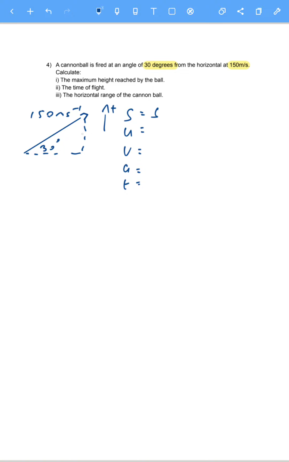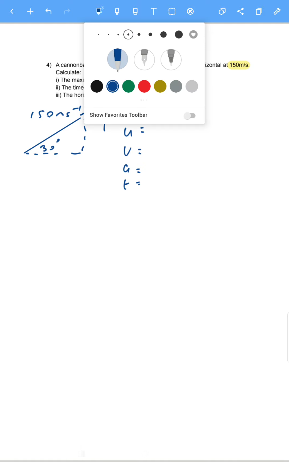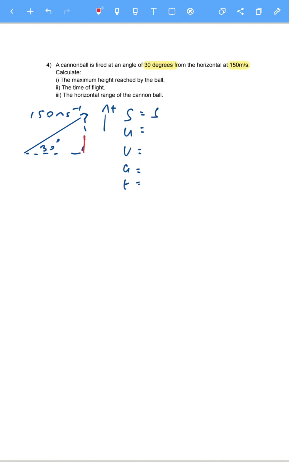The initial speed is the initial vertical velocity. Now the initial vertical velocity is this one. So that would be 150 times sine 30. So let's just write that in. So 150 times sine 30. Sine 30, remember, is just a half. So 150 times a half is obviously 75.